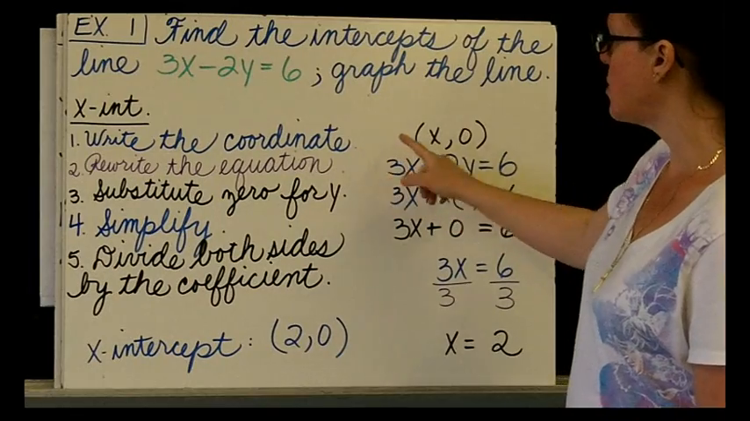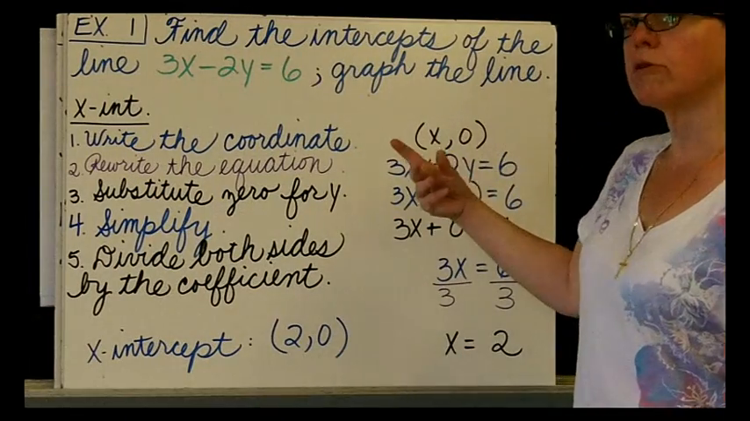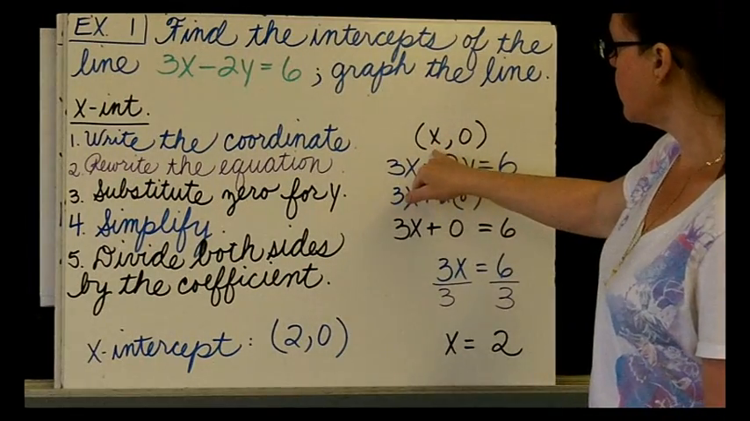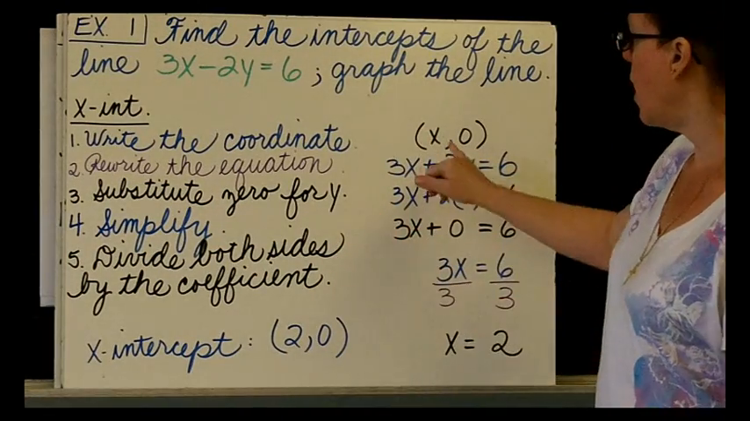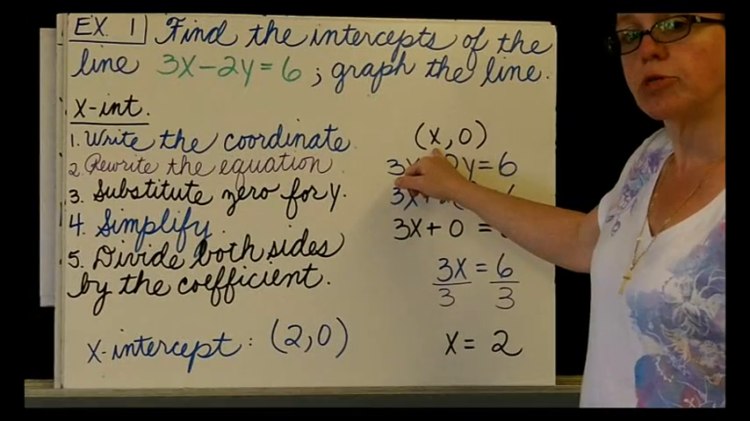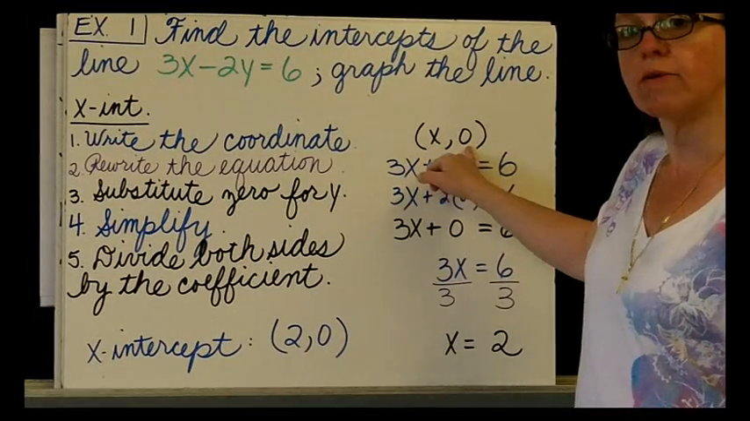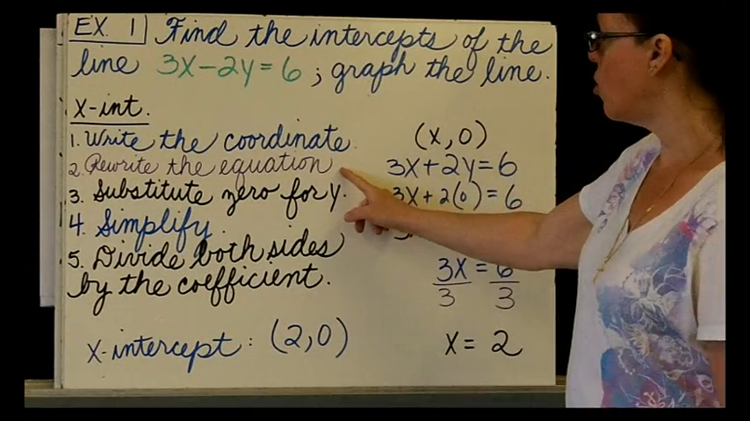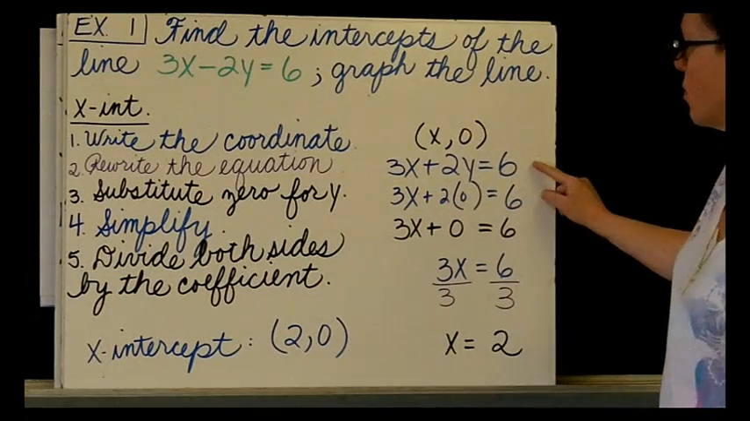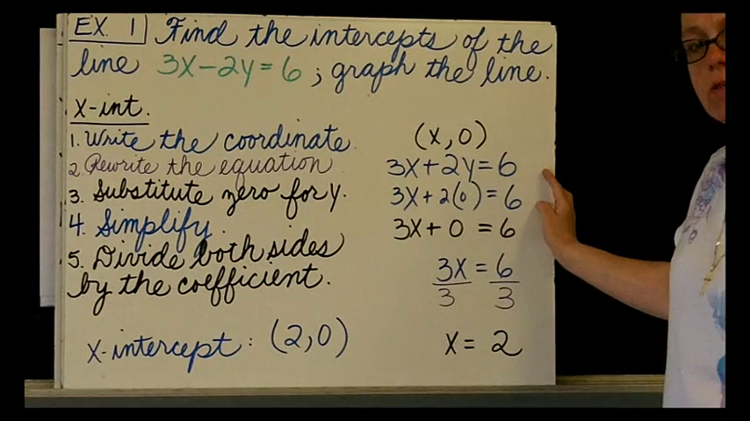First thing I do is write the coordinate, which is the ordered pair. I put an x and then a 0. This reminds me of two things. Number one, I'm looking for x. And number two, I need to put a 0 in for the y. The next thing is to rewrite the equation, which I did over here, 3x minus 2y equals 6.